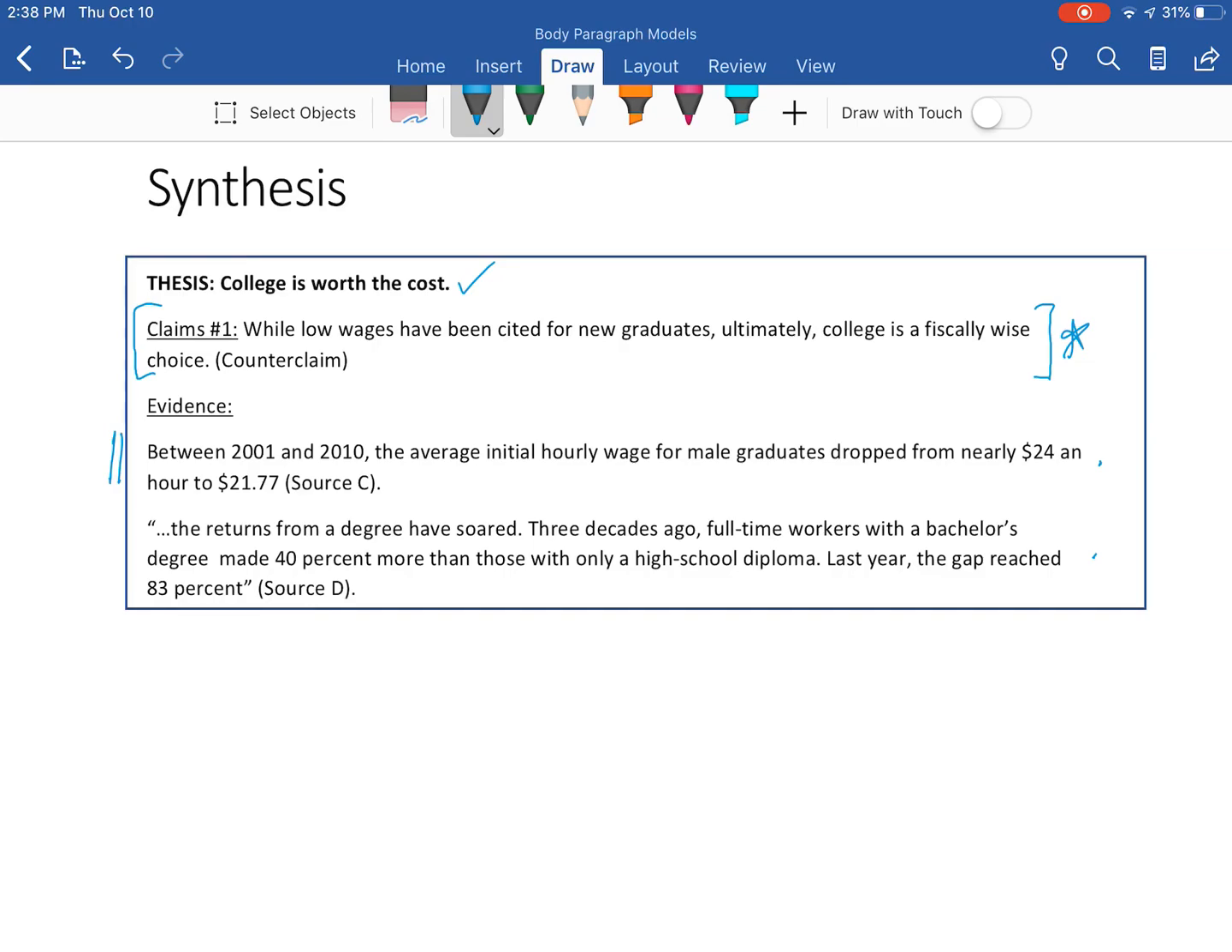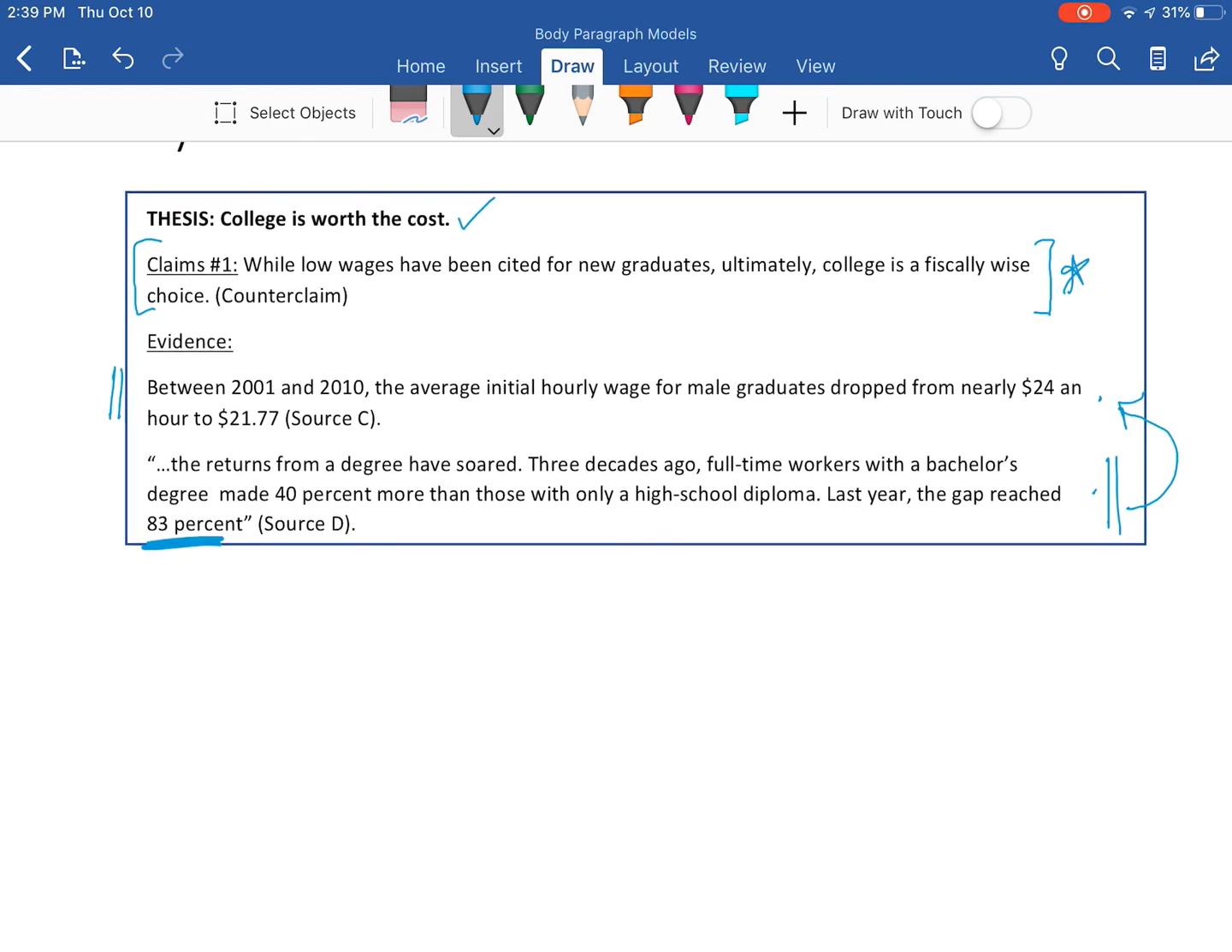So, because I'm doing a counter argument, down here I found evidence that refutes that idea. And it says, the returns for a degree have soared. 3 decades ago, full-time workers with a bachelor's degree made 40% more than those with only a high school diploma. Last year, the gap reached 83%. So this is saying that 83% of people who go to college make more than those who have a high school diploma. So this one is refuting this piece. If you remember when we talked about the types of paragraph you can use when you're synthesizing evidence, this will be an example of a counter argument paragraph.